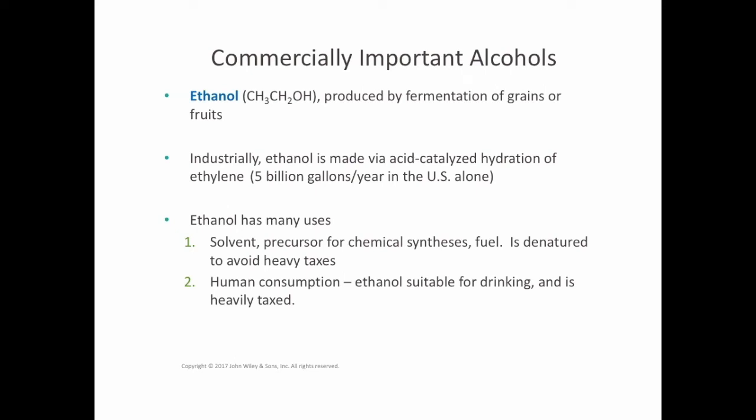Ethanol you're familiar with. It's produced by fermentation of grains or fruits. Industrially, it's made via an acid-catalyzed hydration of ethylene. In the U.S. alone, about 5 billion gallons are produced per year. It's used as a solvent, as a precursor for chemical syntheses, fuel, and it is denatured. However, for human consumption, ethanol must be suitable for drinking and is heavily taxed.